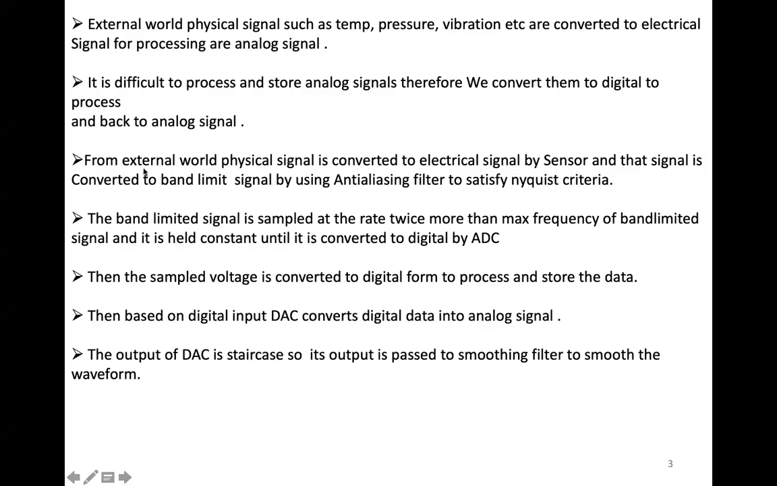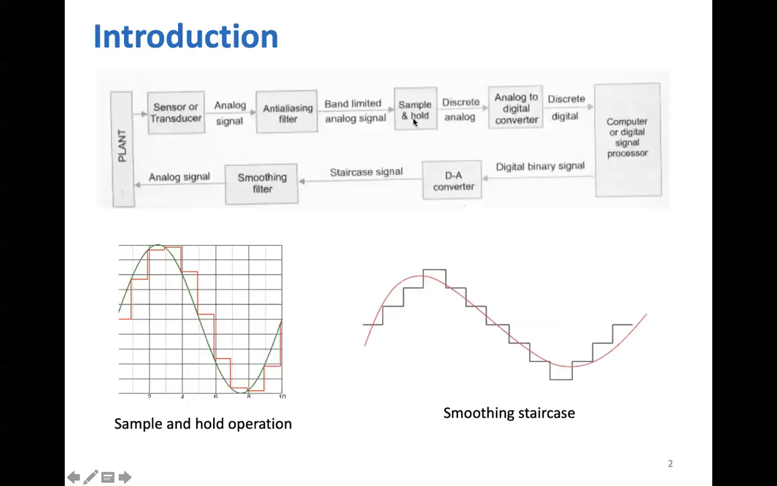The other thing that we can look into is that from the external world, a physical signal is converted to electrical. So it's a reverse process. Voice gets converted to electrical, and from electrical it gets converted to digital. The physical signal is converted to electrical by the sensor, and that signal is band limited. That is what you see here in this anti-aliasing filter. We have this band limited signal, and that becomes the input of the sample and hold circuit.